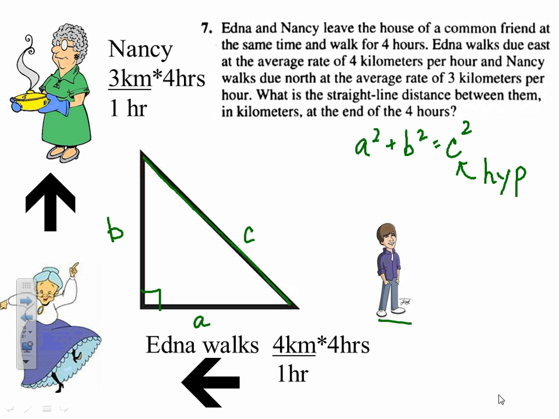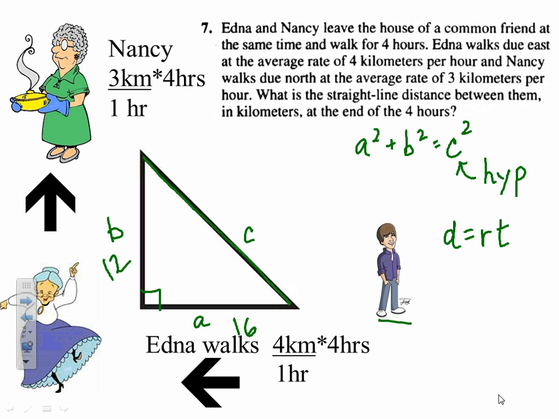You also need to know that distance equals rate times time. So we need to use that to figure out how far Nancy and Edna traveled. Okay, so Nancy traveled 3 kilometers per hour times 4 hours. So that means she traveled a total distance of 12 kilometers. And Edna traveled 4 kilometers per hour for 4 hours. So she traveled a total of 16 kilometers.